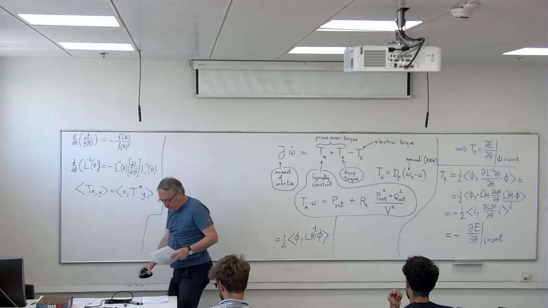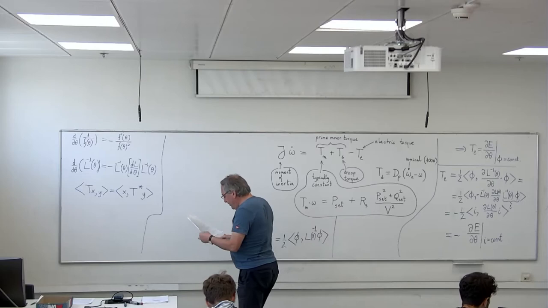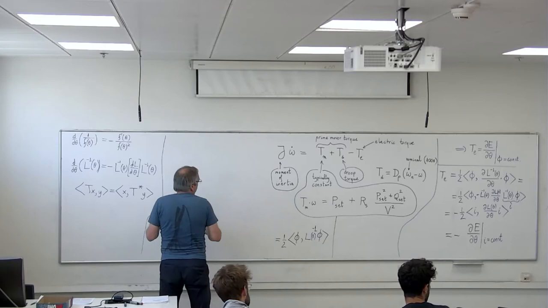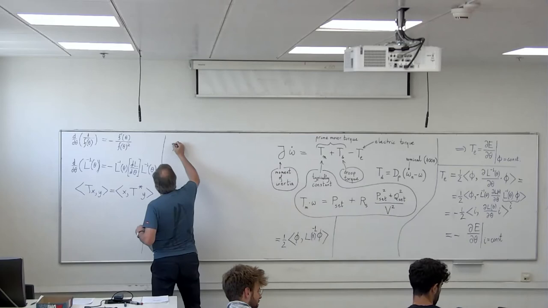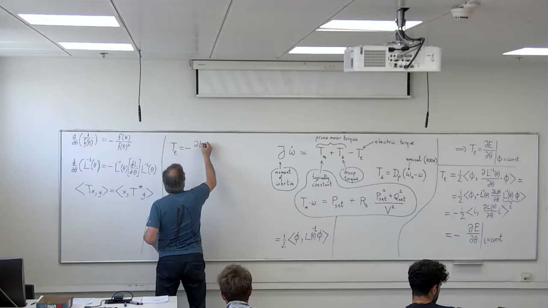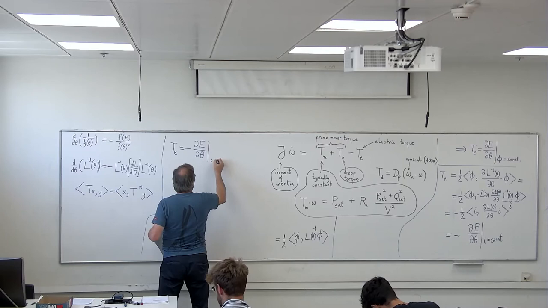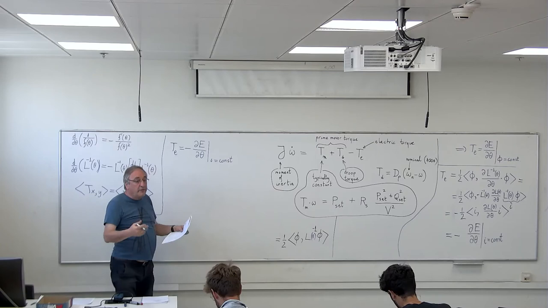So you have to remember what is... so let's write this. Let's write what we are actually differentiating. So the electric torque is equal to minus the derivative of the magnetic energy with respect to theta when we keep the currents all constant. So the currents meaning the three phases and the rotor current all constant.